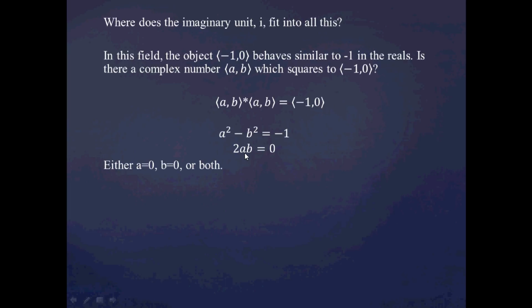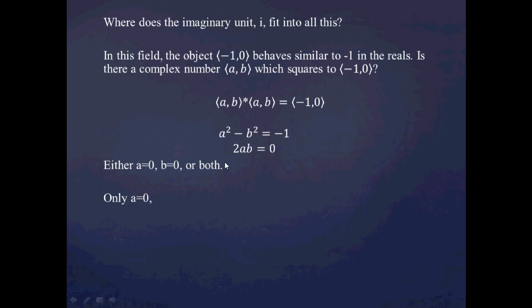Now from the second equation, 2ab equals 0, which means that ab equals 0. So that implies that either a is equal to 0, b is equal to 0, or both. So it's got to be one of these three possibilities. Now it can't be both, because then I would get in this first equation that 0 is equal to minus 1. And furthermore, it can't be the case that b is equal to 0, because in this first equation I would be getting a squared is equal to minus 1. And there's no real number that squares to minus 1. So that means that only a is equal to 0.